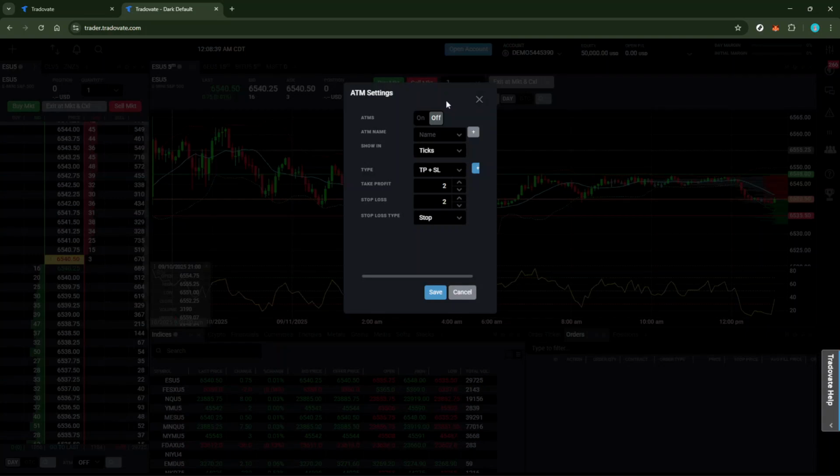Once you've got the dialog box open, you need to make a choice. Do you want to enable take profit and stop loss, take profit only, or perhaps stop loss only? These options let you tailor your risk management approach to suit your specific trading strategy. Choose the configuration that aligns best with your goals.